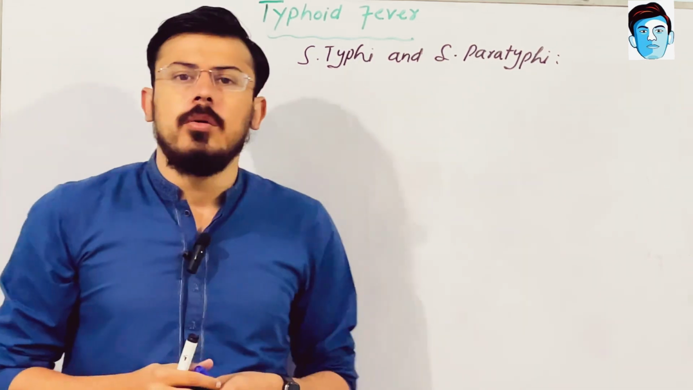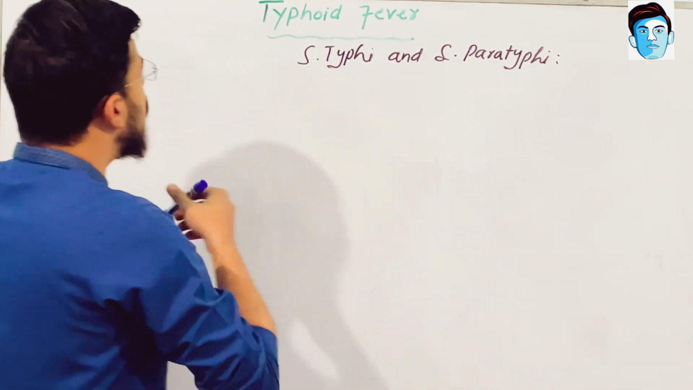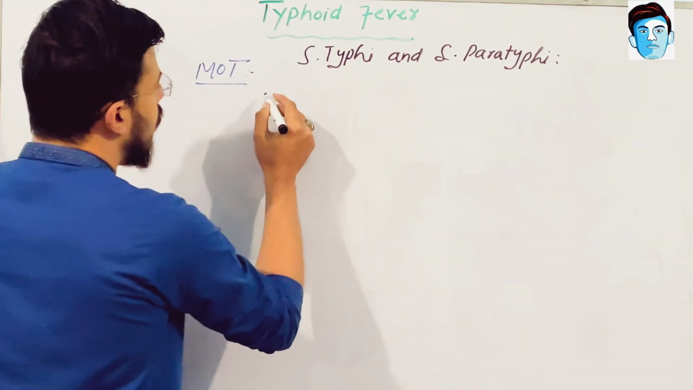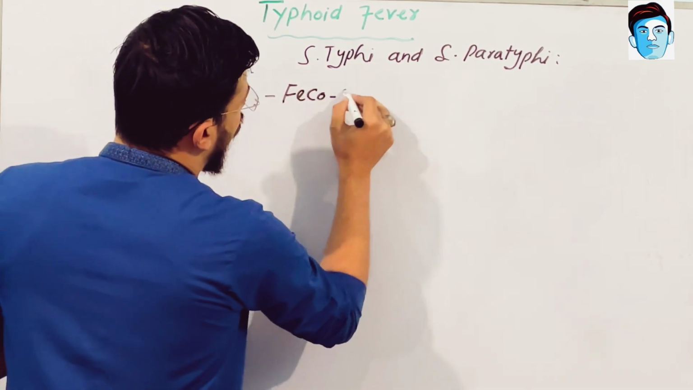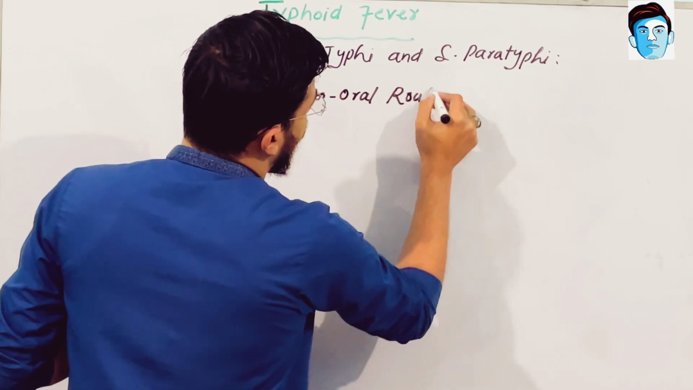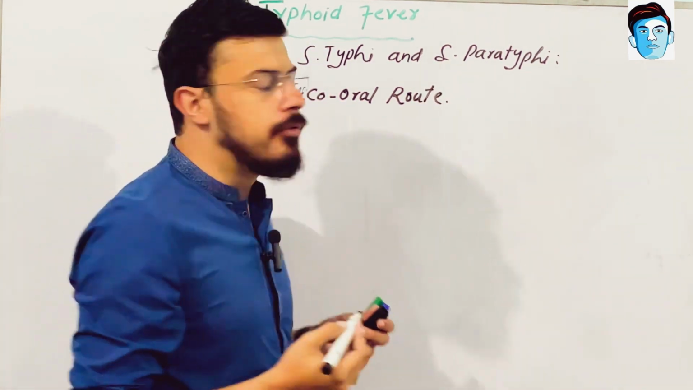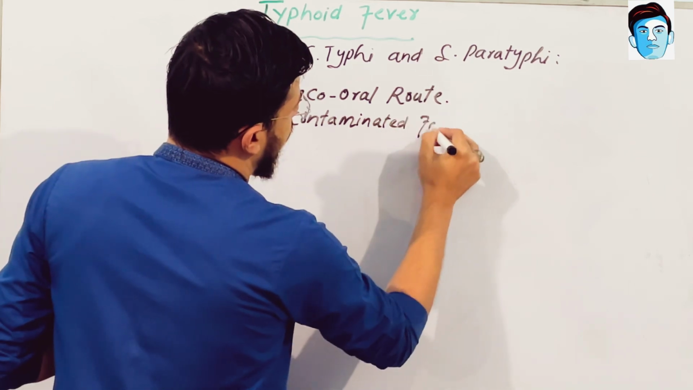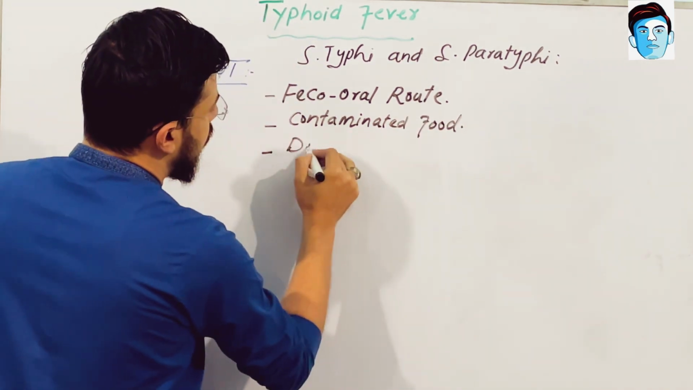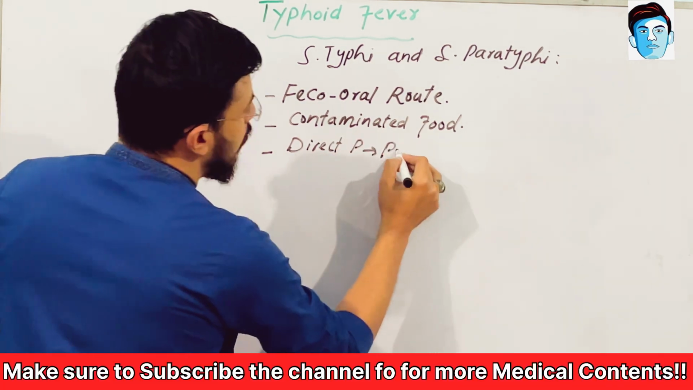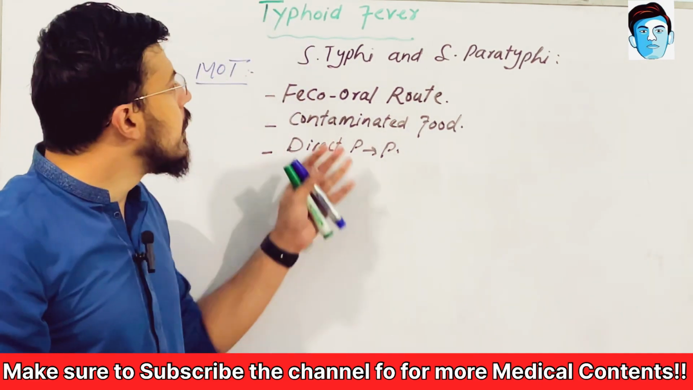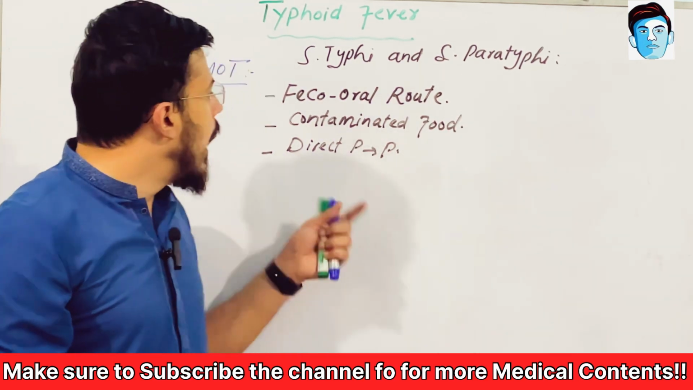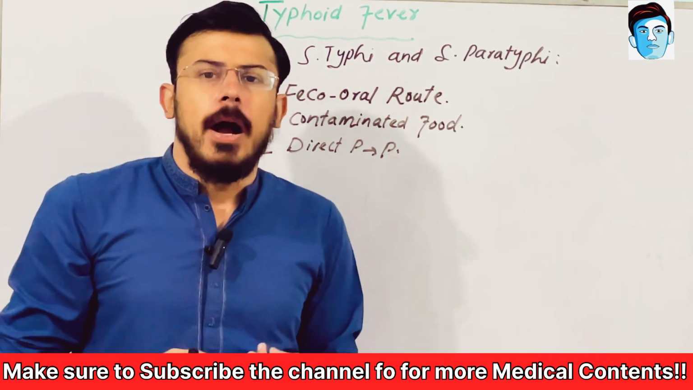Now, how is typhoid fever transmitted? Let's talk about the mode of transmission. Typhoid fever is transmitted by the feco-oral route. It is transmitted by contaminated foods containing feces with Salmonella typhi, and by direct person to person contact, like handshaking.